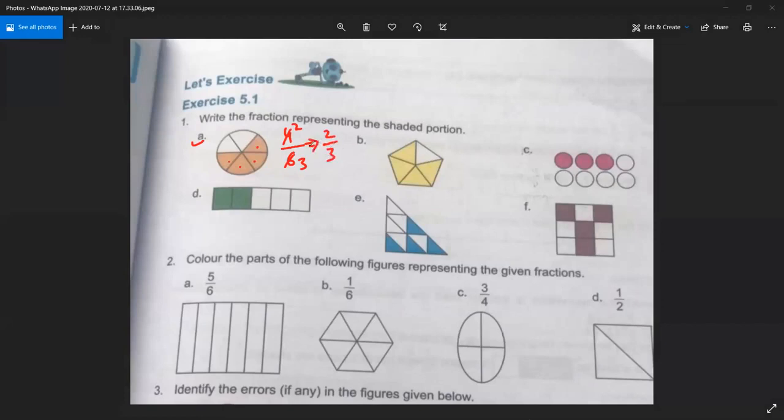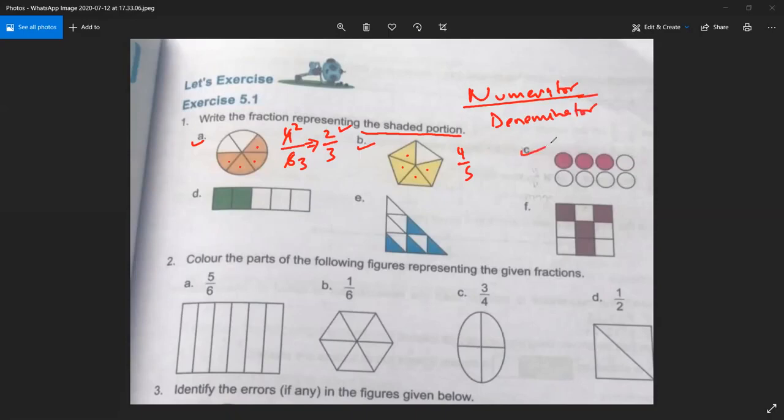Yes, sir. So whenever you are able to reduce the number, just reduce it and give the final answer as 2 by 3. What will be the answer for this B part? 4 by 5. Perfect. And you have to remember that it is the shaded portion, so the shaded portion would be in the numerator. The denominator will have the total.